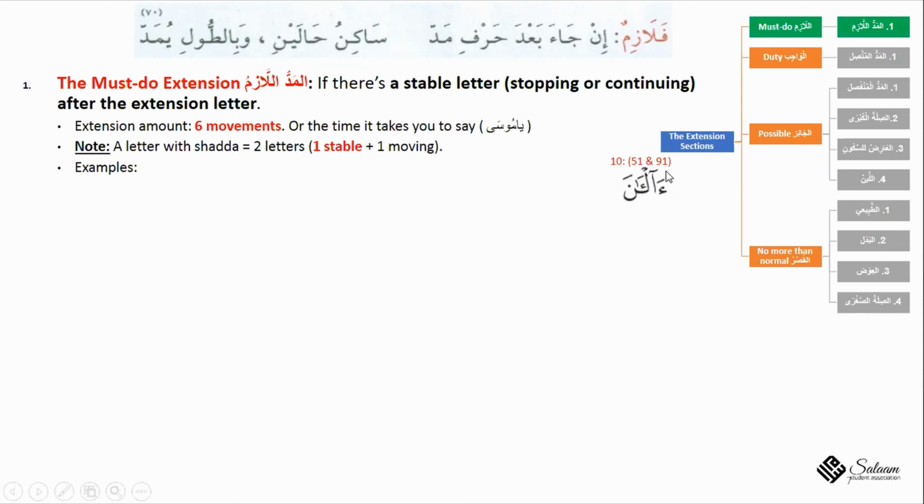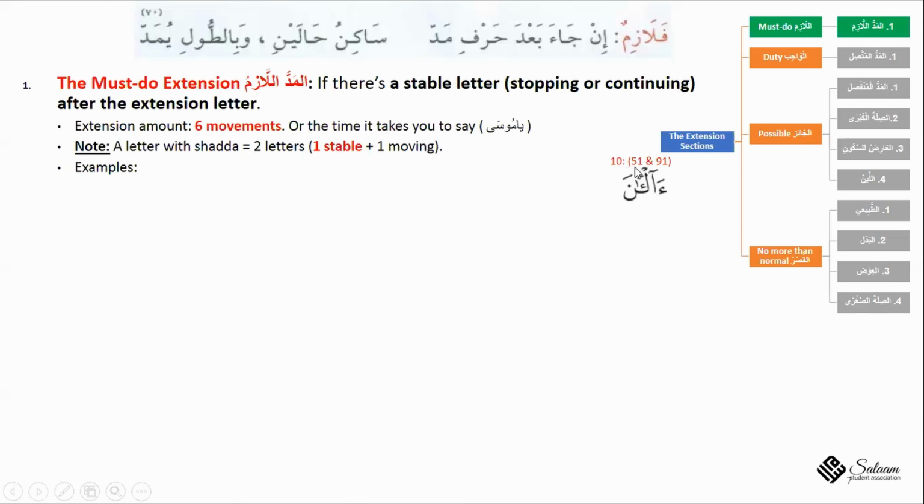Then this one is a must do extension, and this word is the only word that has a stable letter like this, not a letter with shadda, in the whole Quran. After an extension letter, harf mad, we always find a letter with shadda to do al-mad al-lazim. But this is the only case in al-mad al-lazim, or the must do extension, in which we don't have a letter with shadda. We only have a stable letter.